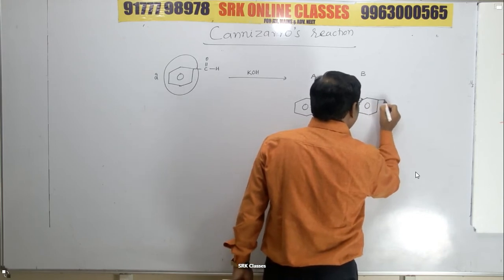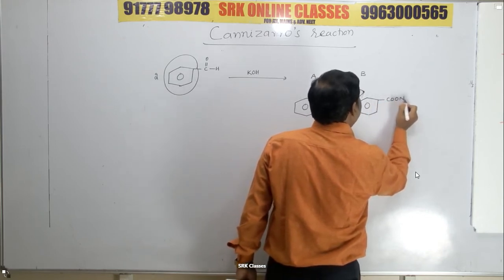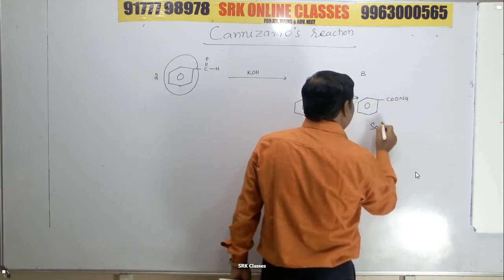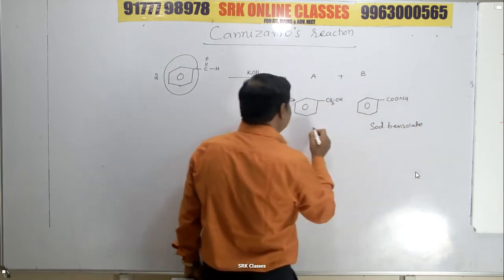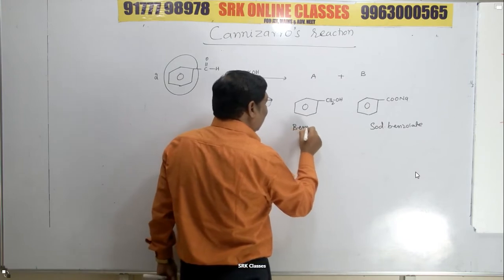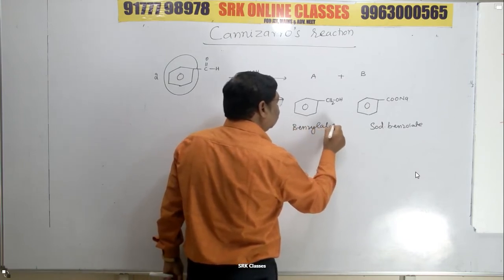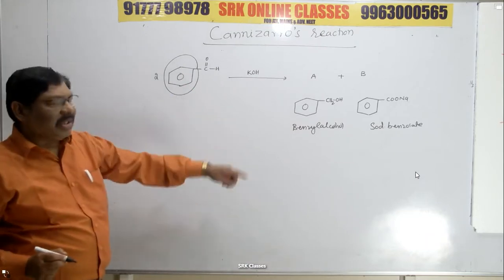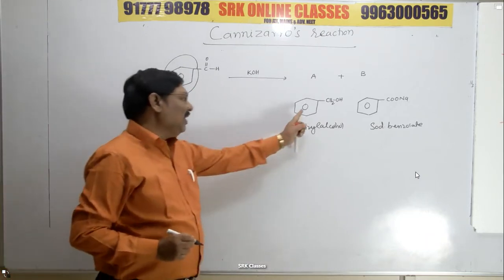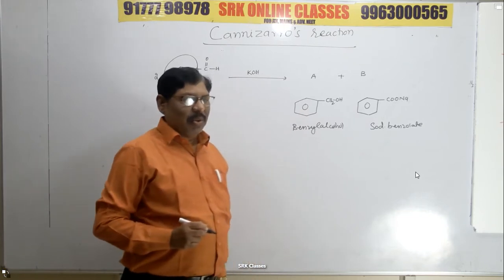Then CHO is converted to what? COOH. This is sodium benzoate. This is benzyl alcohol. So therefore, benzaldehyde on Cannizzaro reaction produces what? Benzyl alcohol and sodium benzoate.